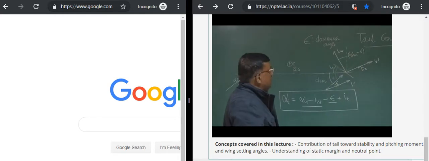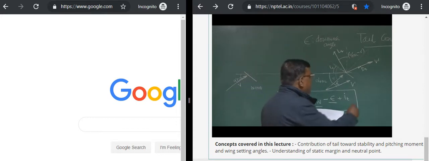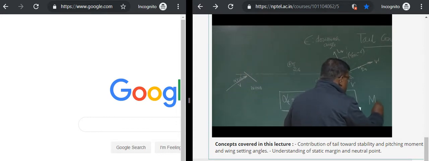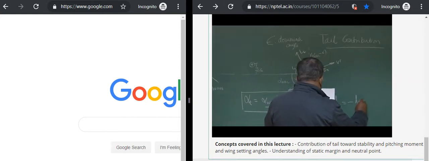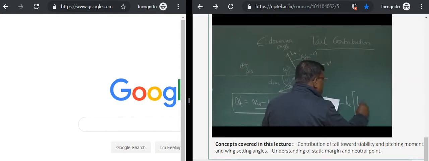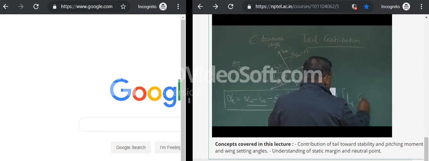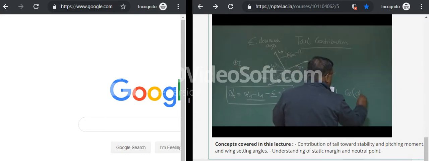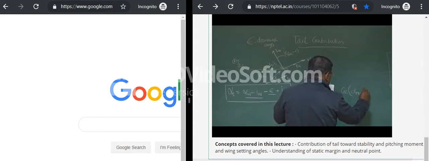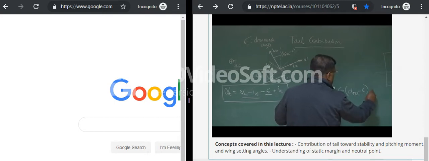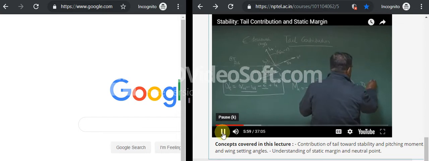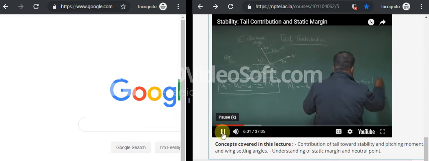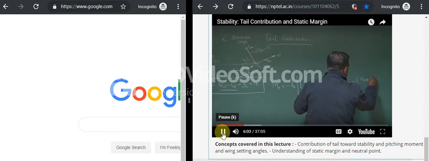So if that is true, nothing stops us from writing this expression. Let me write the expression. MT because of tail is LT into cos of alpha FRL minus epsilon, plus D of tail sine of alpha FRL minus epsilon.